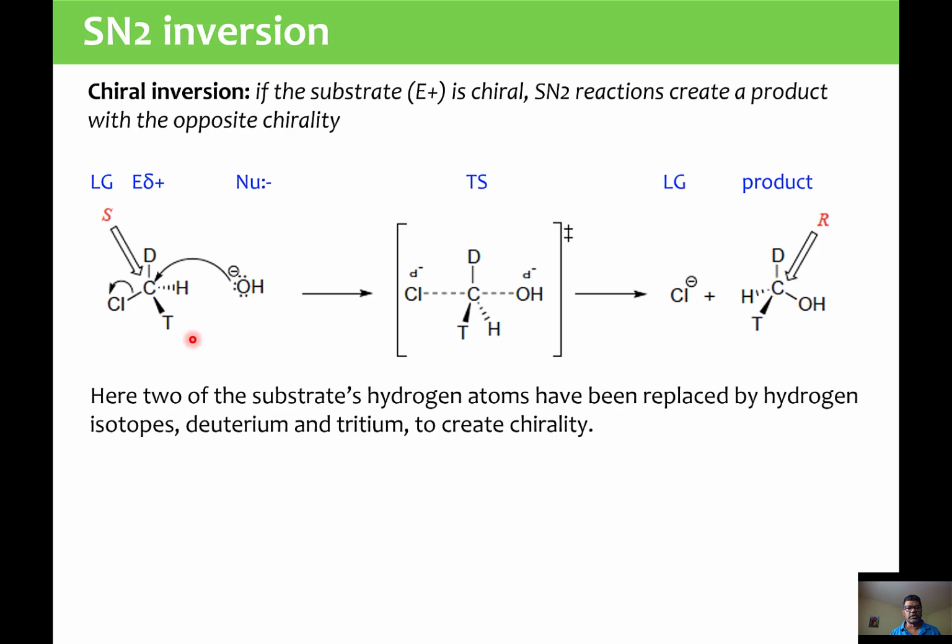So the CIP rules you learned: you give the priority based on the atomic number. Number 1 priority, number 2 for the tritium, number 3 for the deuterium, last number 4 for the hydrogen. So it's 1, 2, 3, and the hydrogen is held away from us, back inside the screen. So 1, 2, 3, it's counterclockwise, it should be S, the sinister, right? So that's true. Okay, then we can also look at here. So 1, 2, 3, it's clockwise, and hydrogen in the back, it's an R. So that's true. But did we get there that way?